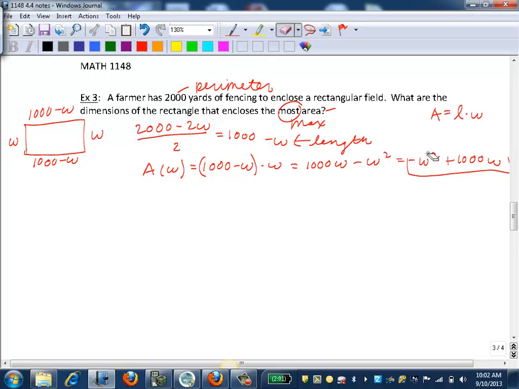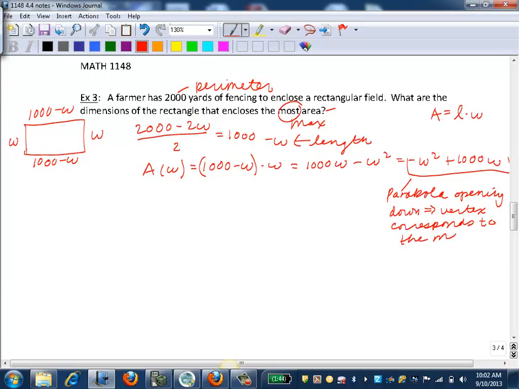Now, we see it's quadratic, degree 2, and the coefficient of the squared term is negative. So we know that this is a parabola opening down. So that means that our vertex corresponds to the max of the function, which is what they're asking us to find, the maximum area. So now we just need to find the vertex.